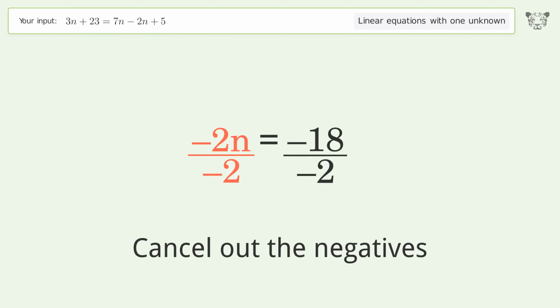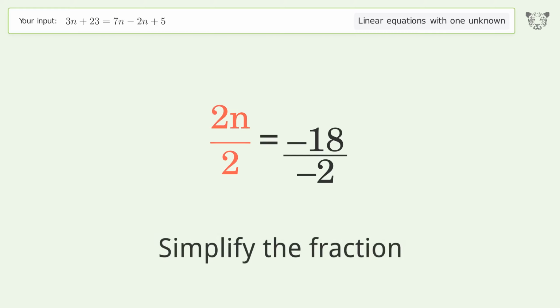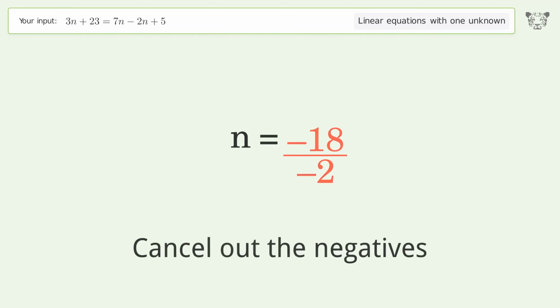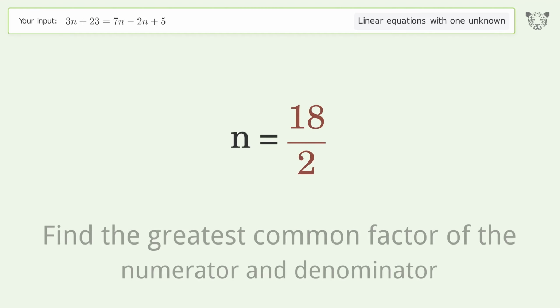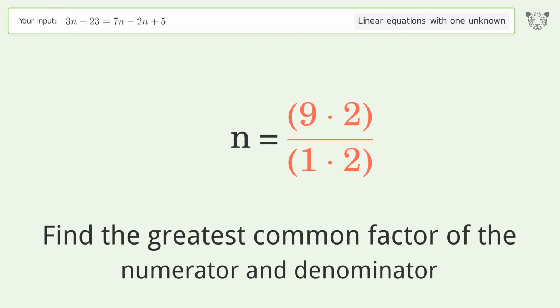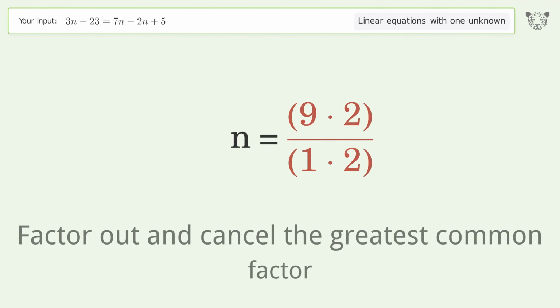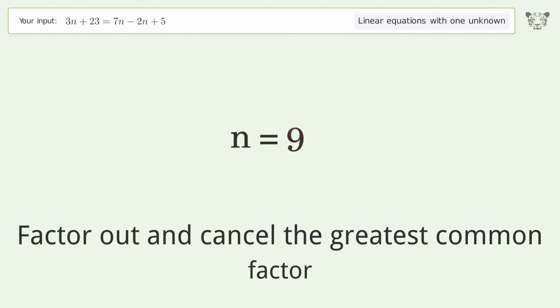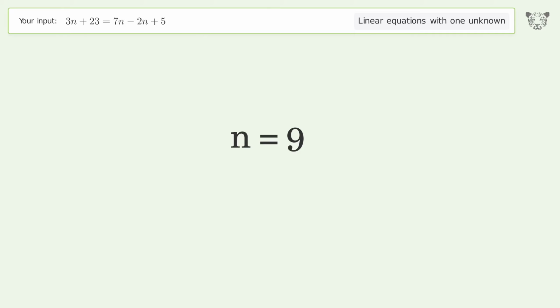Cancel out the negatives. Simplify the fraction. Cancel out the negatives. Find the greatest common factor of the numerator and denominator. Factor out and cancel the greatest common factor. And so the final result is n equals 9.